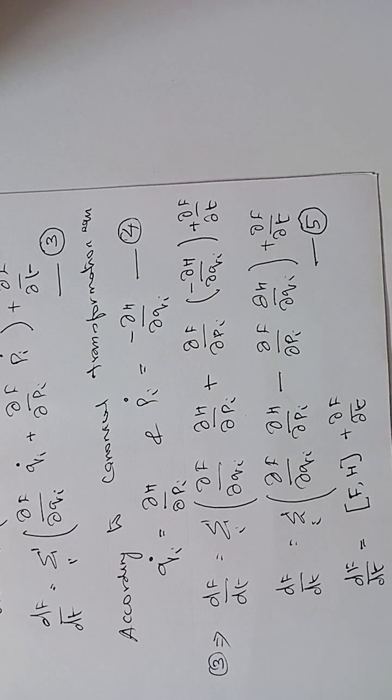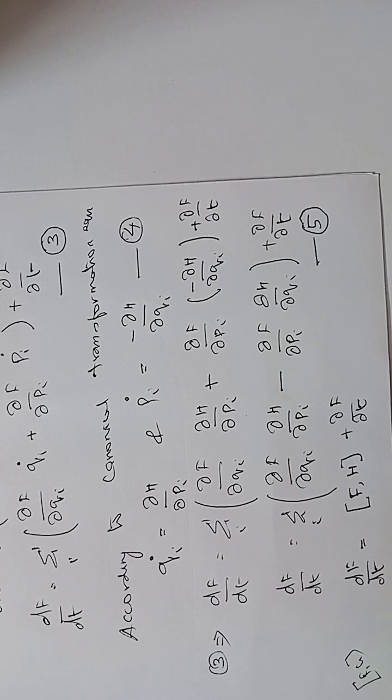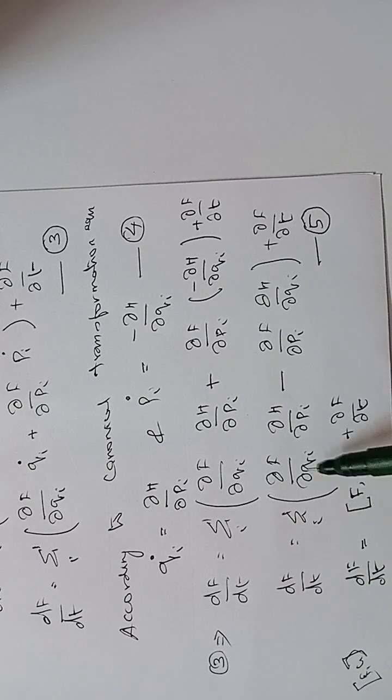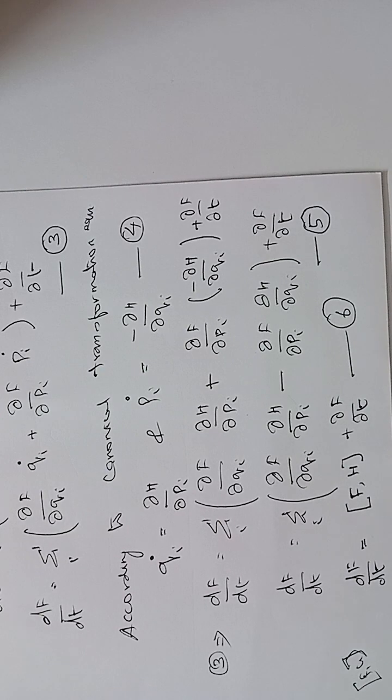Do you understand now? In equation 1, in the place of g, in the fifth equation h is coming. Therefore, just as we write the Poisson bracket of f comma g in equation 1, here we may write the same rule. So this equation may be written as f comma h plus dou f by dou t. This is equation number 6: df by dt equals the Poisson bracket of f comma h plus dou f by dou t.